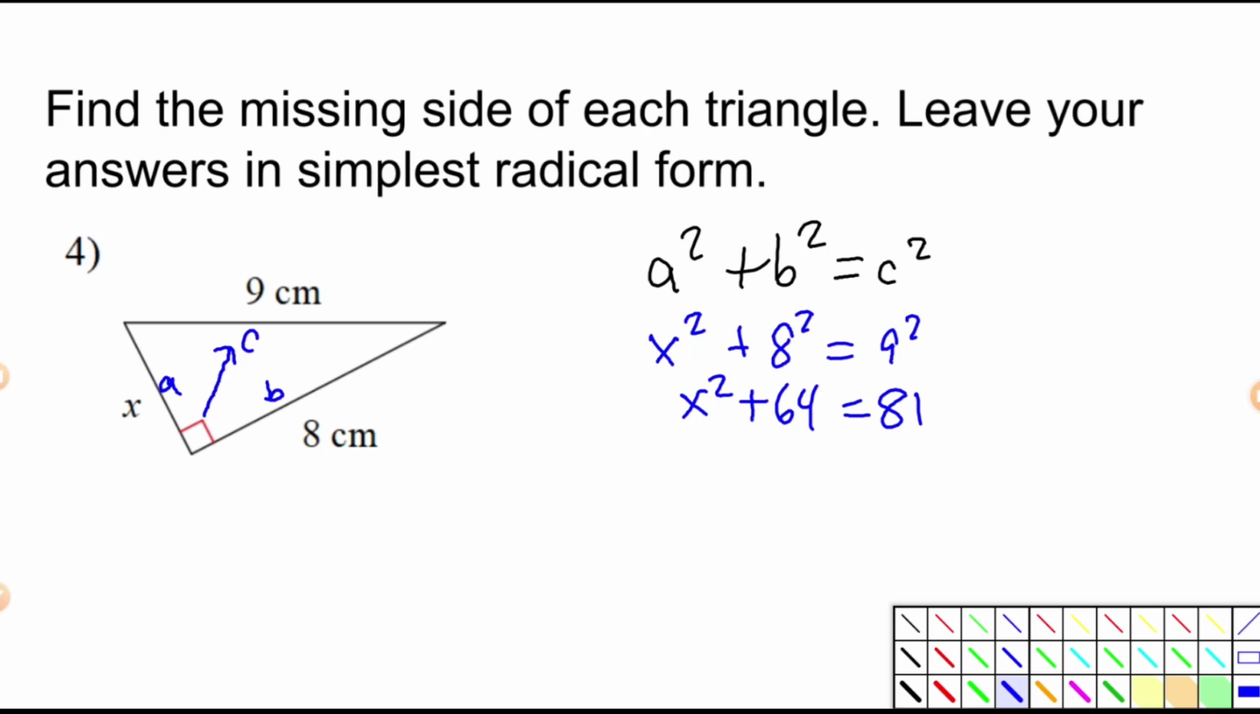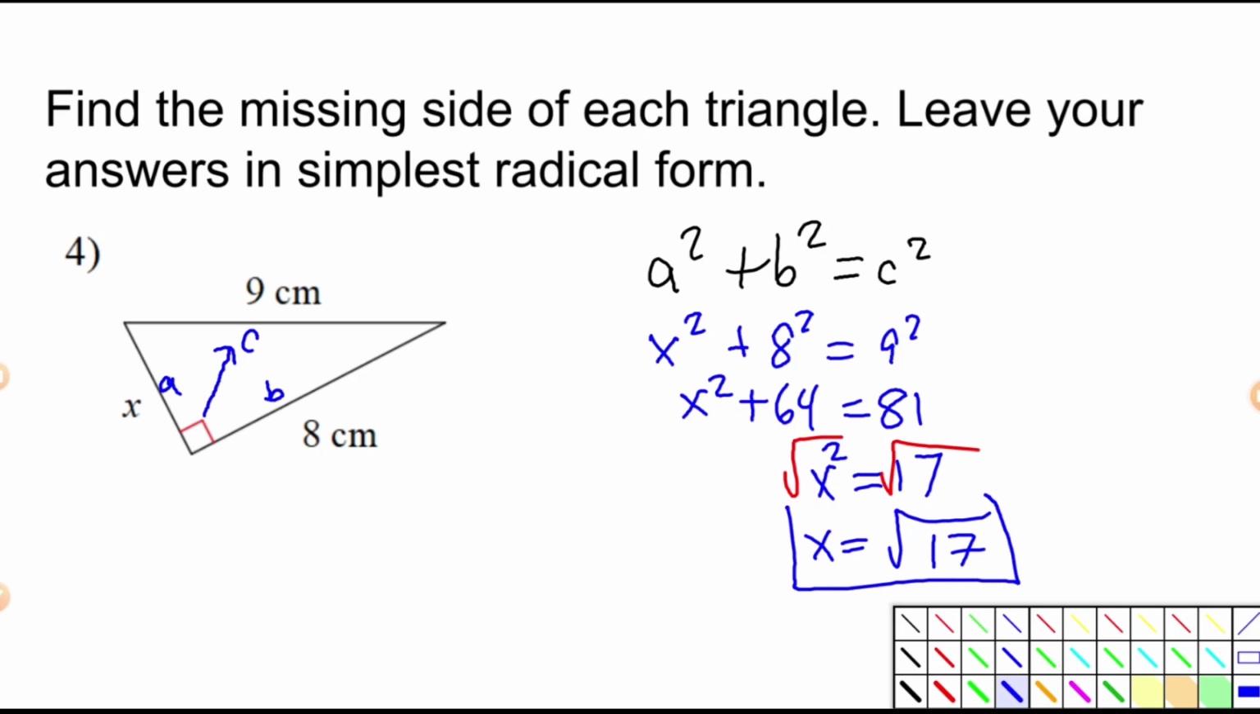This is good mental math. It helps you with your solving there. So subtract 64 from both sides, so x squared will be equal to 17, sorry. Then take the square root of both sides and you're done. So my answer for this problem is x is equal to the square root of 17. Now I know 17 is prime, so I cannot simplify that any further. So how long is this side? The square root of 17.